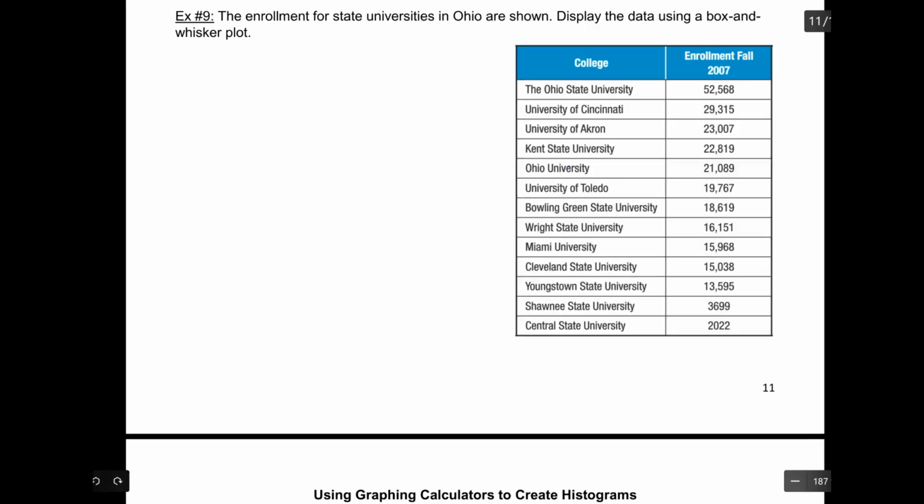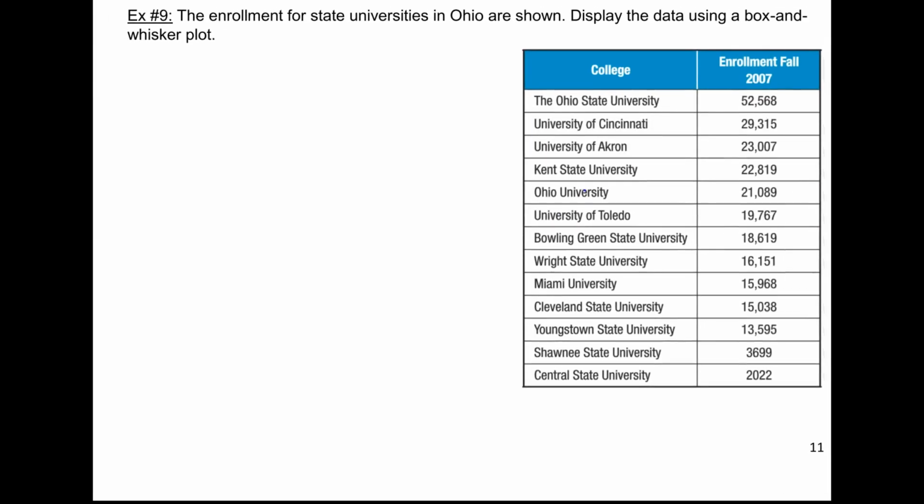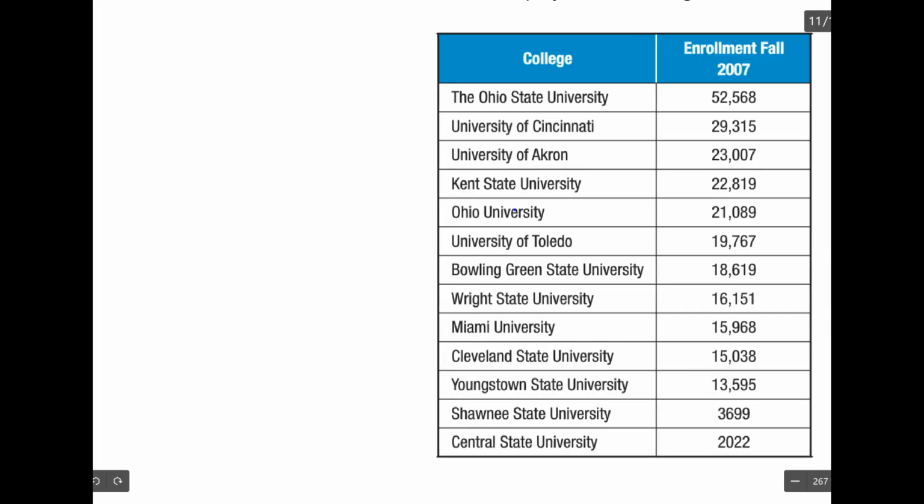Okay. So we're going to do this example. First, let's find our values. Q1, Q2, min, max. Guess what? Ohio State University, this is my maximum value. And this is my min value.